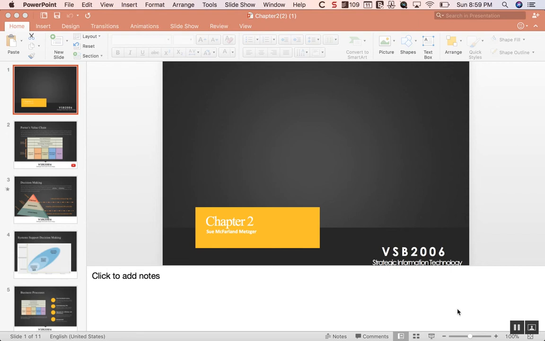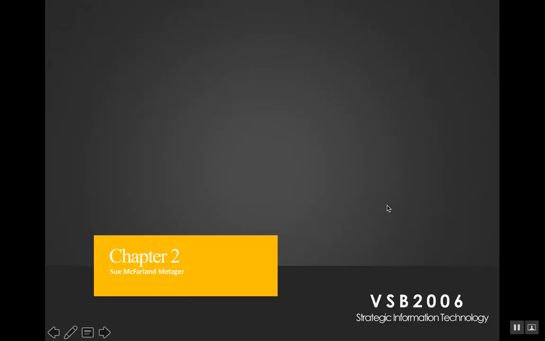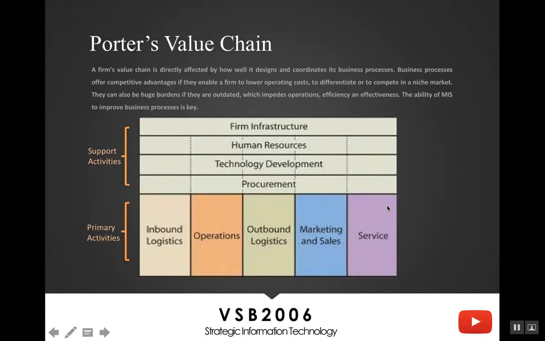Okay, let's pick up our conversation on business processes in chapter two. One of the points we talked about in chapter one, which we use as our starting point, is what we call Porter's value chain, a model that Michael Porter developed that separates an organization's activities into two broad categories.